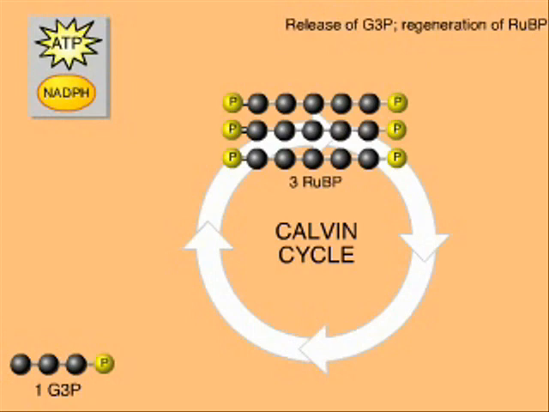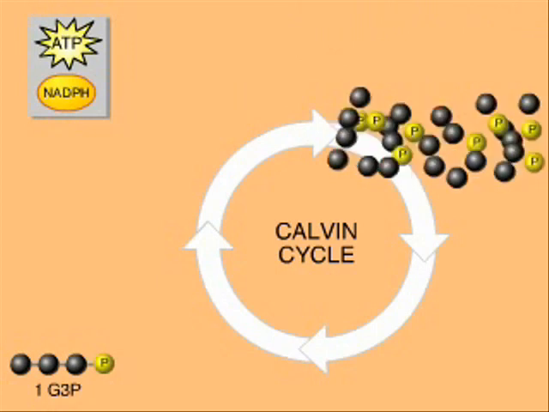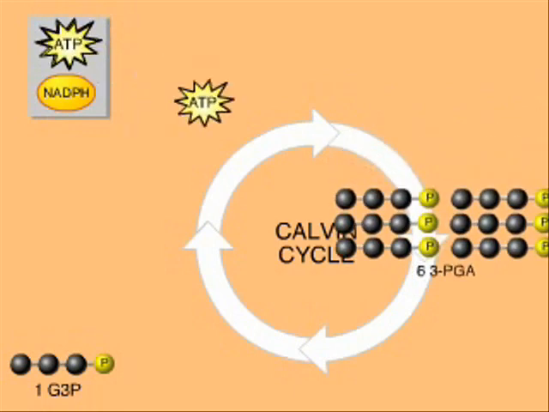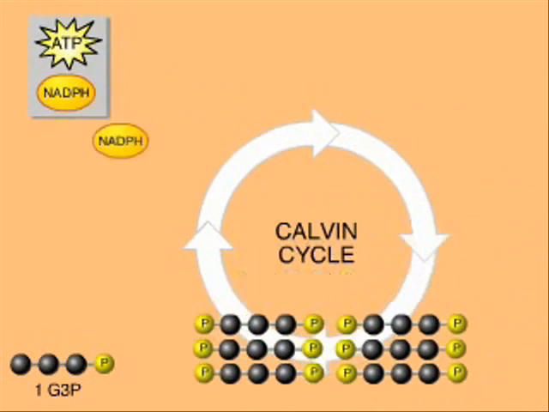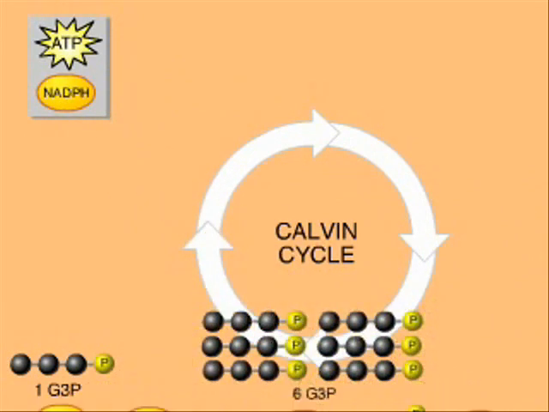3 more molecules of carbon dioxide are fixed to form G3P in the same complicated way. To make each G3P, the Calvin cycle consumes 9 ADP molecules and 6 NADPH molecules. These are regenerated in the light reactions.